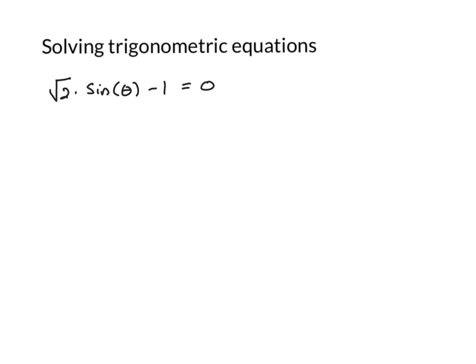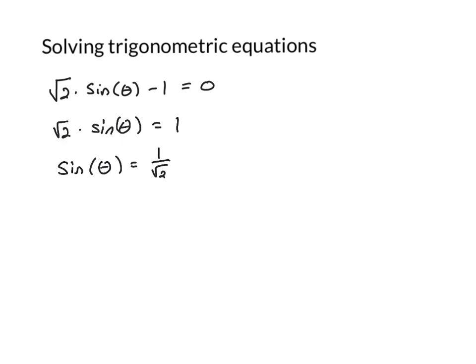With any trig equation, what I like to do first is rearrange everything so that I have just the trig function by itself. That's the thing that's most helpful to me. So first I'm going to add 1 over to the other side, and I'll end up with the square root of 2 times sine of theta is equal to 1. Then I'm going to divide both sides by the square root of 2. This gives me sine of theta is equal to 1 divided by the square root of 2.